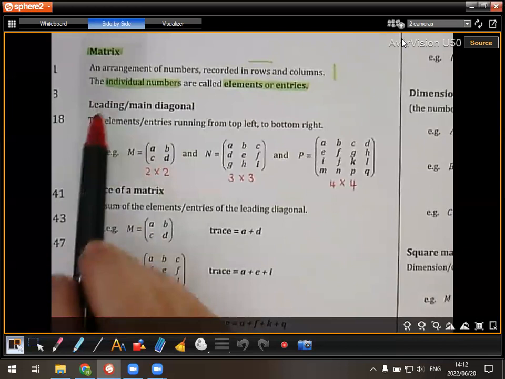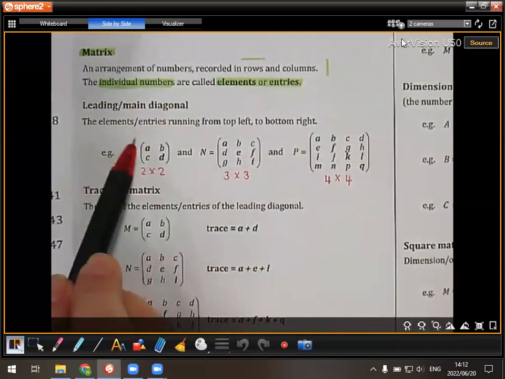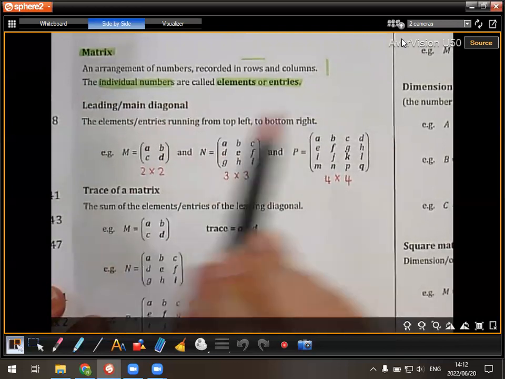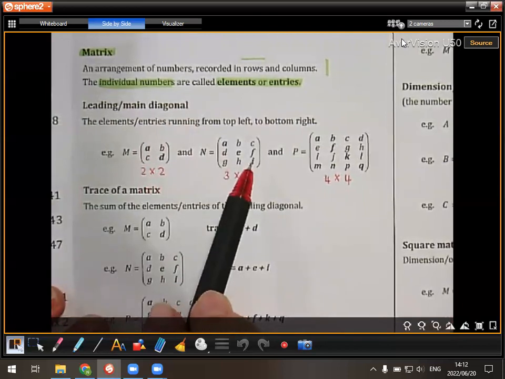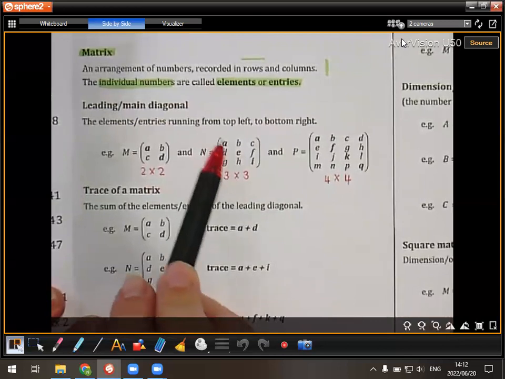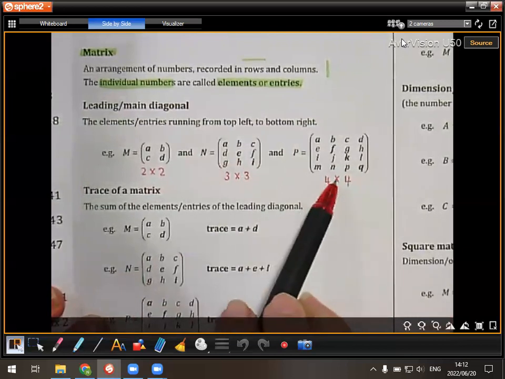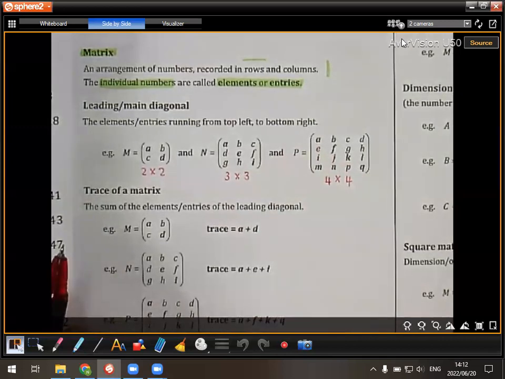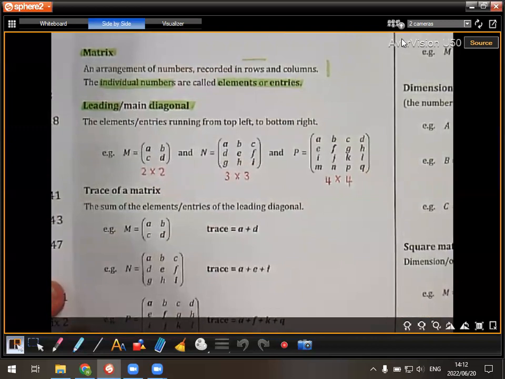Basically, the leading diagonal, that's actually what this is about. The leading or the main diagonal is from top left to bottom right. That would be the leading diagonal. So just the numbers, the elements in that leading diagonal. In this case, the leading diagonal would be A and D. For the next one, the leading diagonal would be A, E, and I, just those numbers there. I mean, they are letters, but they will be numbers, right? We're going to be working with numbers. And in this case, for P, the leading diagonal is A, F, K, and Q. Those 4. Very nice. So we can highlight that. They don't really refer to it as the main diagonal, but they always say leading diagonal.